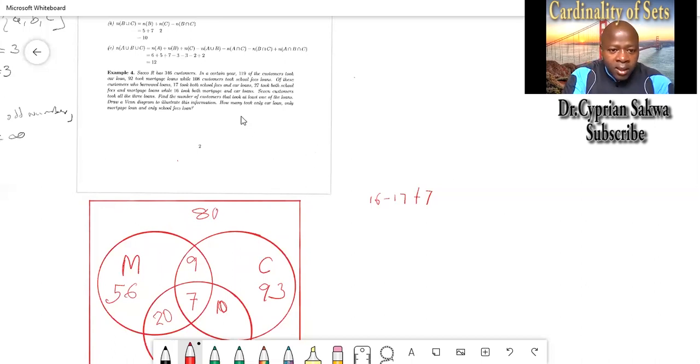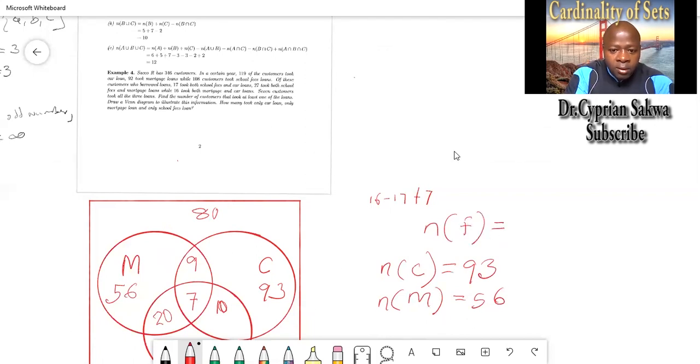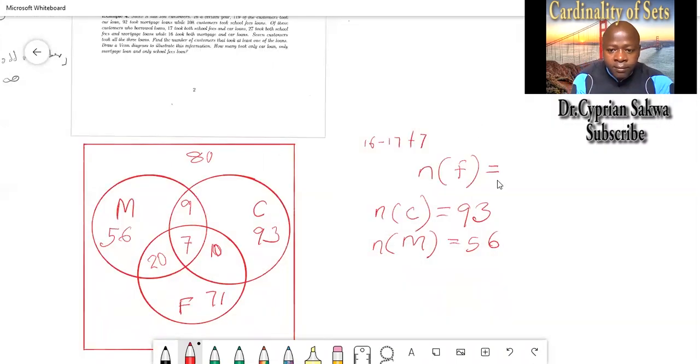So the question is, how many customers took only car loans? We already have the answer: only car loans, they were 93. What about only mortgage? The number of customers who took only mortgage were 56. What about those who took only fees loan? He found this to be 71. 71 customers took only fees loans. And this is how we draw the Venn diagram.